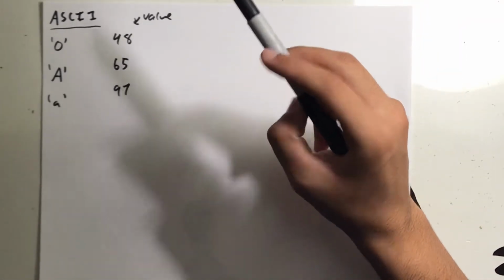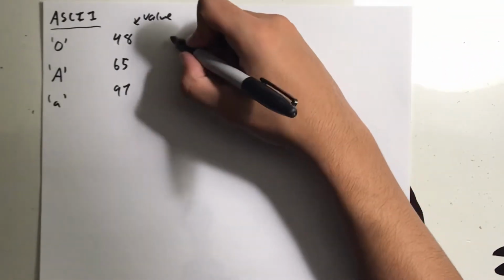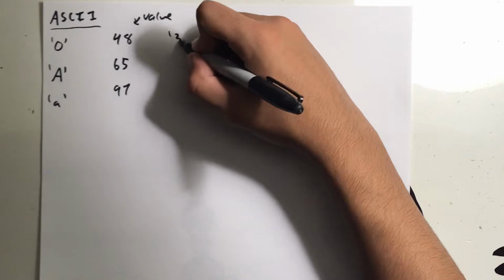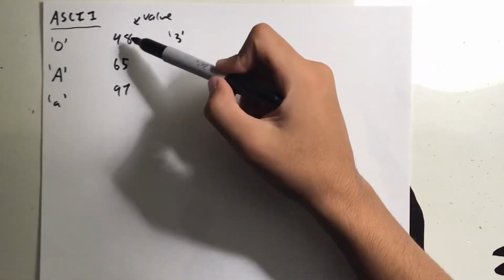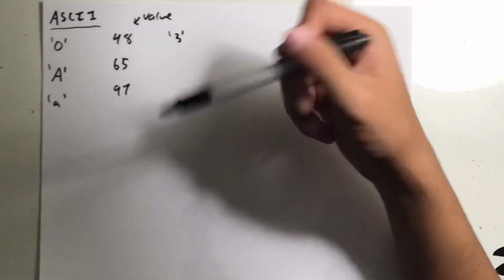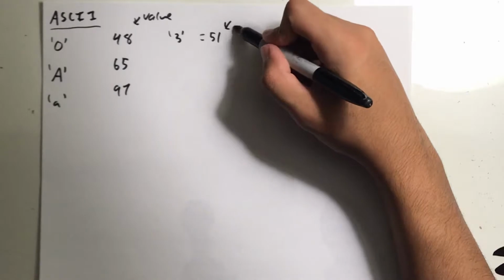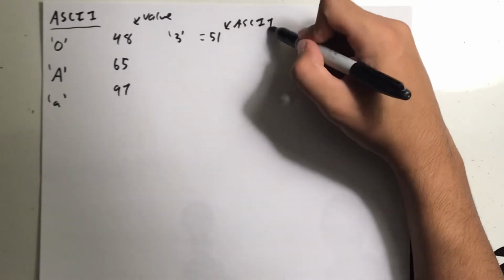So let's say again, just as a quick question, what's the ASCII value of the character 3? Well, 0 is 48. So 1 is 49, 2 is 50, 3 is 51. So the answer is 51. This is the ASCII value, okay?